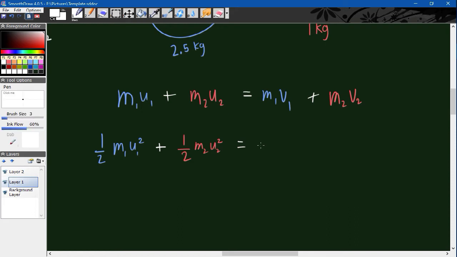and then this would be the final kinetic energy of the blue sphere after the collision, and this will be the final kinetic energy of the red sphere after the collision.